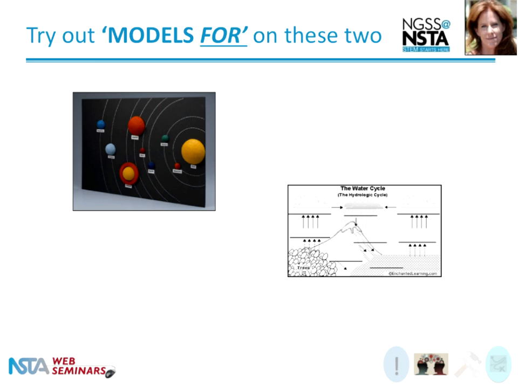So maybe try this out and see if you could think about what are some phenomena in the world that if you had a model of the solar system like this, you would be able to account for, or if you understood the stages or the parts of the water cycle, what are the phenomena in the world that you could use that model for? So see if you can play around with some ideas in the chat. I'll give you a few minutes.